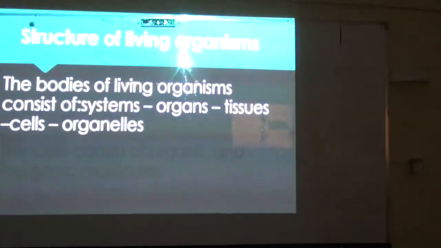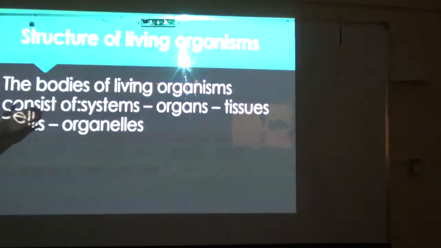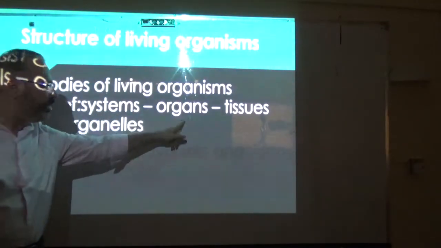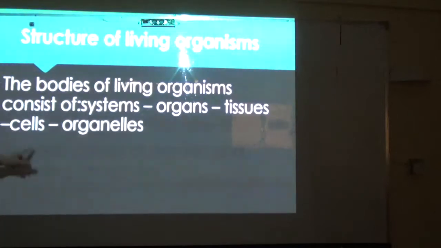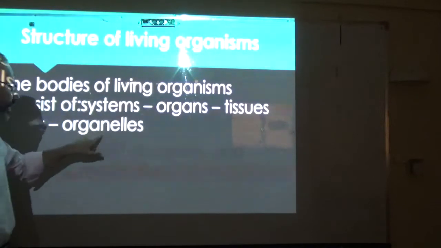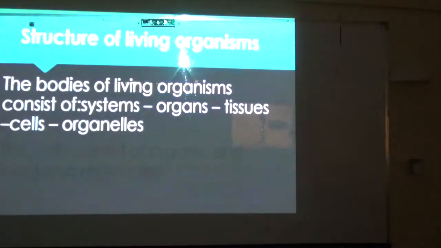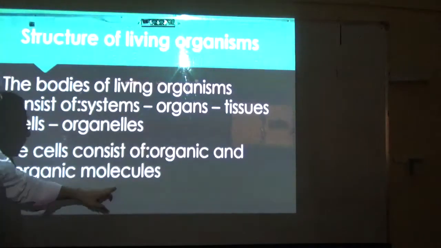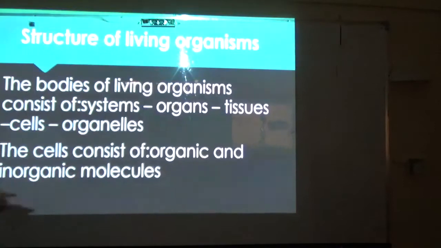As we said, the bodies of living organisms consist of systems. Each system consists of organs. Each organ consists of tissues. Each tissue consists of cells. And there is a group of organelles inside the cell. And the cell contains 2 types of molecules, organic molecules and inorganic molecules. Now, we'll talk about the meaning of organic molecules.